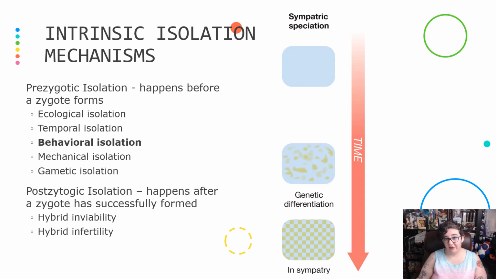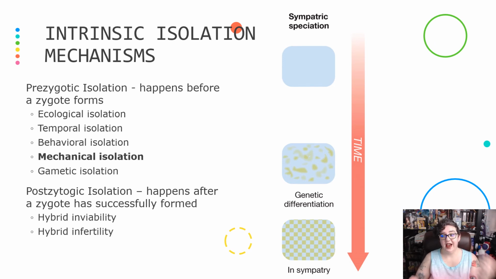Next is behavioral isolation. So now they're in the same area, they're active at the same times. Now they're not attracted to one another because of behavior. This could be different songs, different dances, or courtship rituals. For whatever reason, they're not actively attracted to one another.